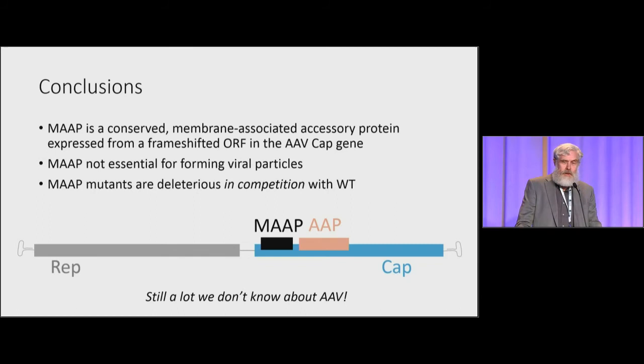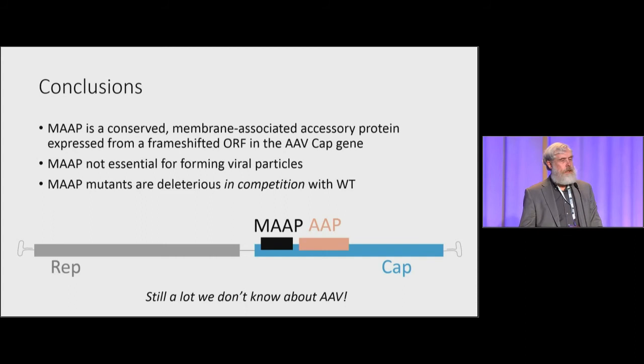where you have multiplicity of infection and so forth, I will urge you to go to Eric Kelsick's talk, last session of the day at the end. But the conclusions for my part of this, warming you up for Eric's talk, is that we do have this highly conserved overlapping gene. It's membrane associated. It's frame shifted relative to the cap gene. It is essential for forming viral particles, and it's particularly significant in a competitive atmosphere.